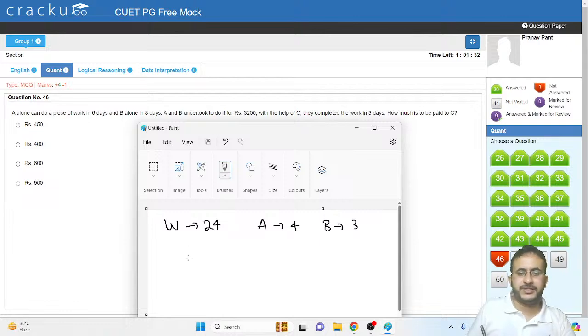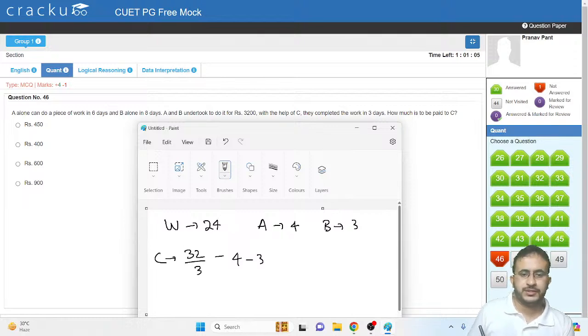In 3 days the work is complete. So per day A is 4, B is 3. So total they are completing in 1 day, they are completing 32 by 3 units. Okay. So C कितना काम करेगा? 32 by 3 minus 4 minus 3, isn't it? So A is doing 4 units, B is doing 3 units per day. Okay. Total work is 24.